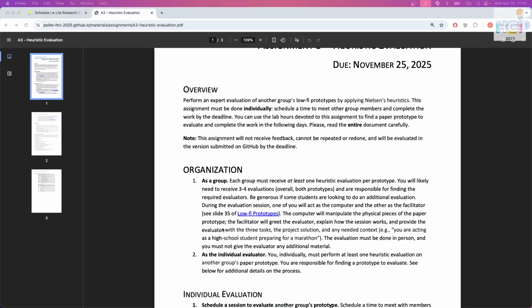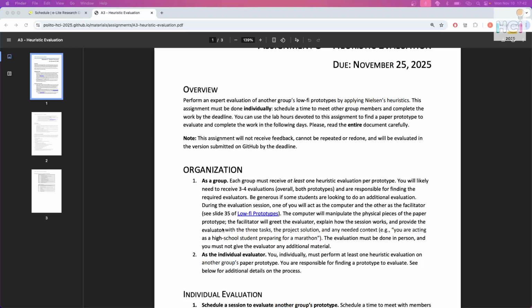So again, as a group, one evaluation at least per prototype that you will receive. As the individual evaluator, you must perform at least one evaluation of a prototype of another group, okay? Again, if you do more than one evaluation individually, then you will need to select which evaluation report to submit for the exam, okay? But we will see this in a minute.